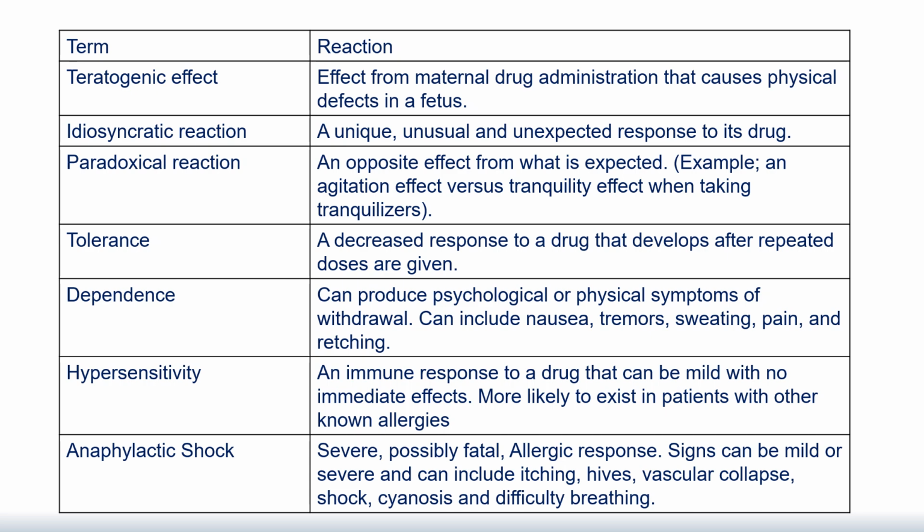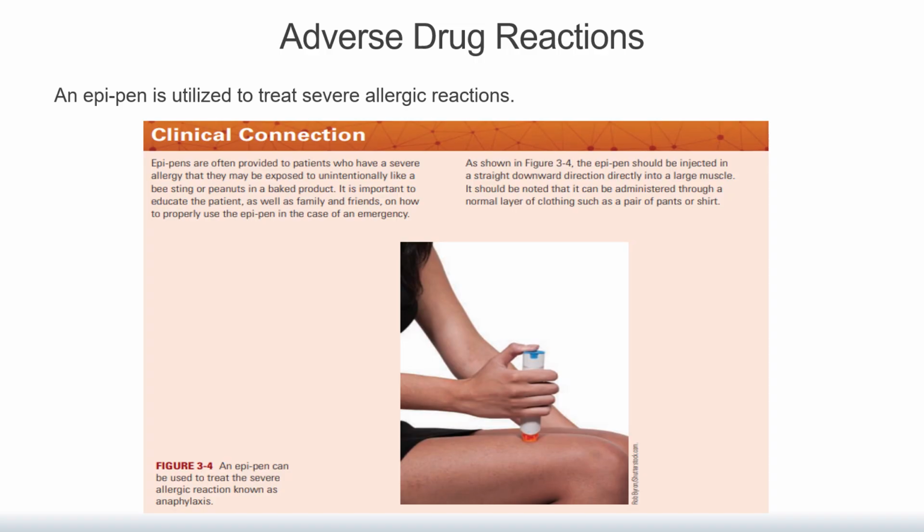Anaphylactic shock. So this is a severe, possibly fatal allergic response. Signs can be mild or severe, can include itching, hives, vascular collapse, shock, cyanosis, and difficulty breathing. In that case, an EpiPen is utilized to treat severe allergic reactions.